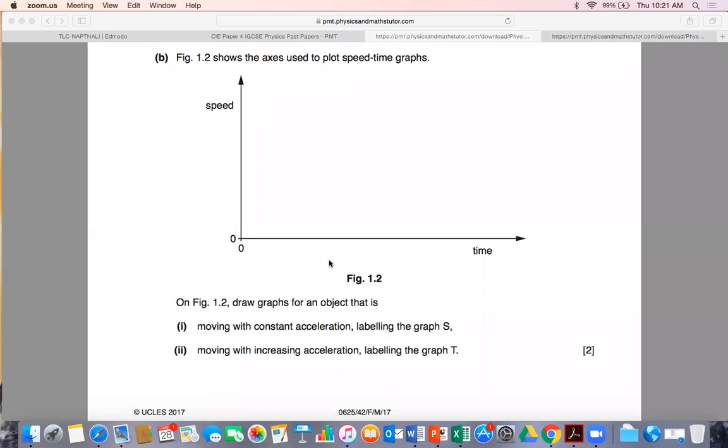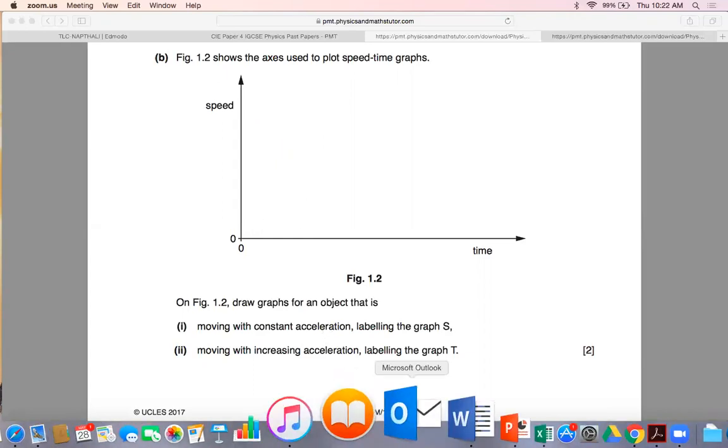So number 1, moving with constant acceleration, is similar to just now. I have a straight line going up. Now, if you have a straight line on a speed time graph, then the speed is constant, because as time increases, the speed is still the same. That is called constant speed, which means the acceleration will be 0. It's not accelerating, the speed is constant. Acceleration is 0 because the gradient is 0.